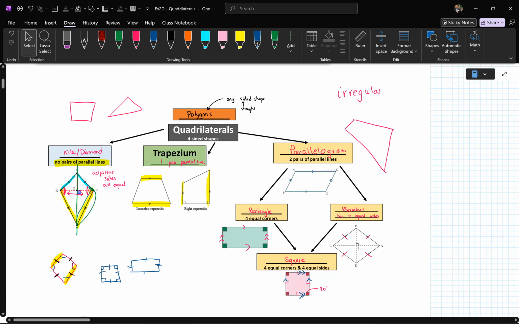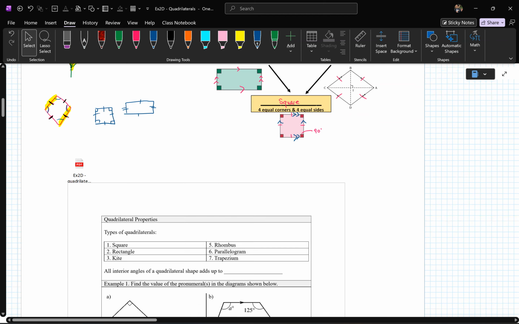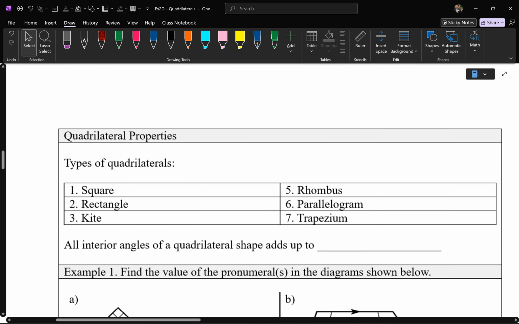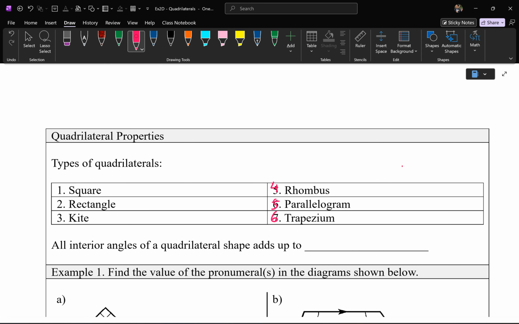Okay, so those are the 7 that you must know, and I've put it in a flowchart to help you organize your information to remember. So if you flip over the page, the numbers are wrong here. That should be 4, 5, 6. Those are your 6 typical ones, and then anything that doesn't fit in those 6 is irregular.